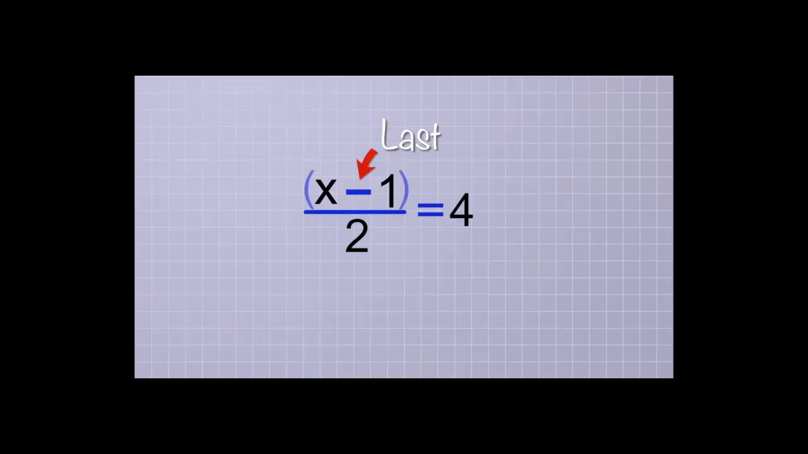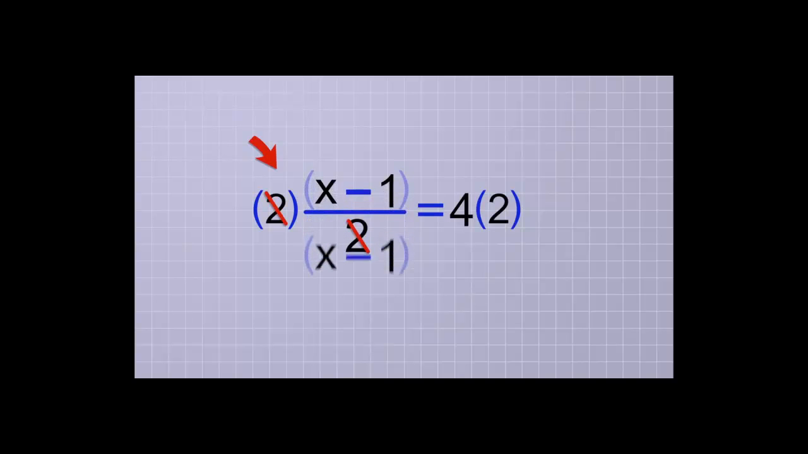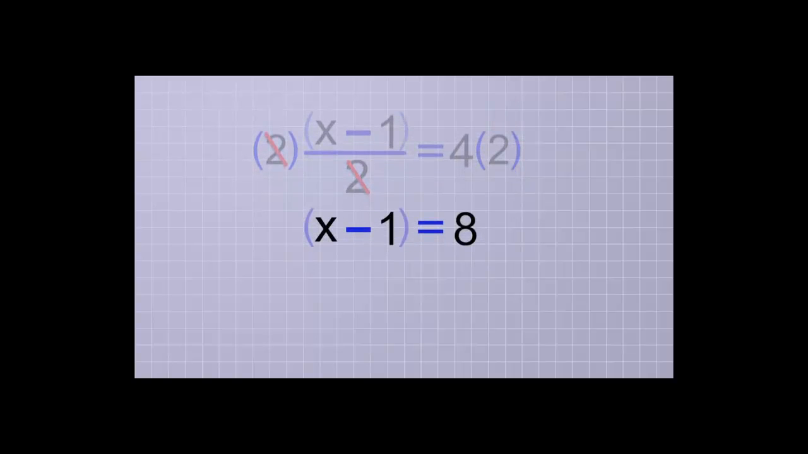So the first step is to undo the divided by 2 by multiplying both sides of the equation by 2. On the first side, the 2 on the top and the 2 on the bottom will cancel out, leaving just our implied group x minus 1 on that side. And on the other side, we have 4 times 2, which is 8. Next, we can undo the operation inside the group by adding 1 to both sides.